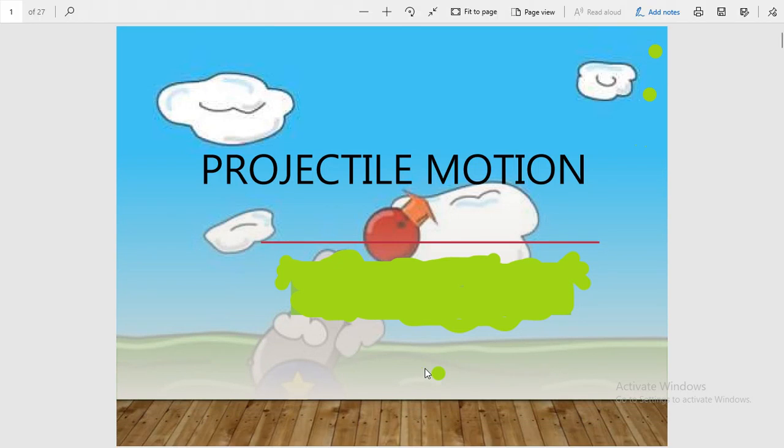Good morning students. This session is for class 11th and we are continuously studying motion in a plane. In the last sessions we completed circular motion in detail, and today we are going to study another motion which is an example of motion in a plane, and that is a very important topic of your syllabus, known as projectile motion.